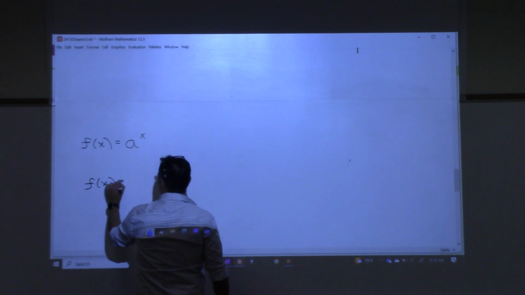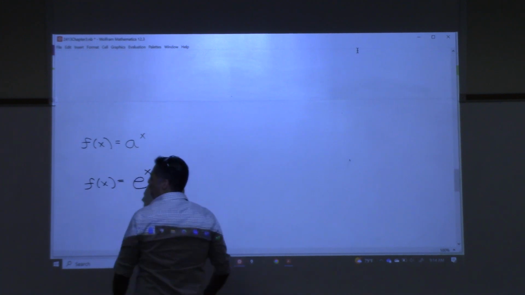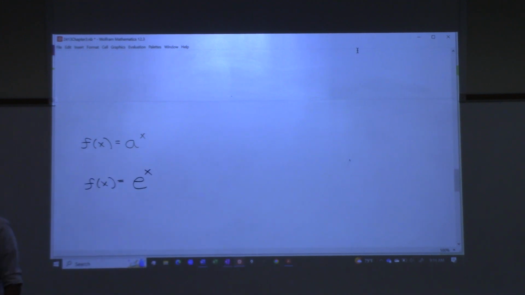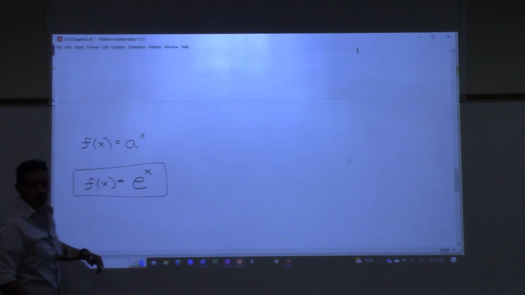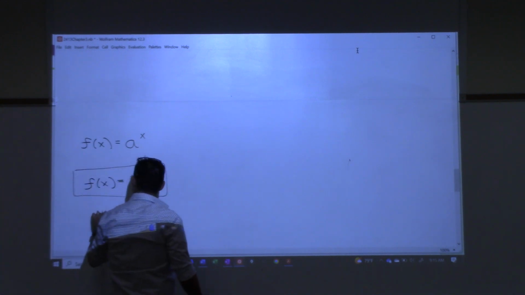When I put it up here, you'll recognize it. There. E to the x. Recognize that? E to the x. And you're told in college algebra that this is a very special function. It's actually called the natural exponential function.